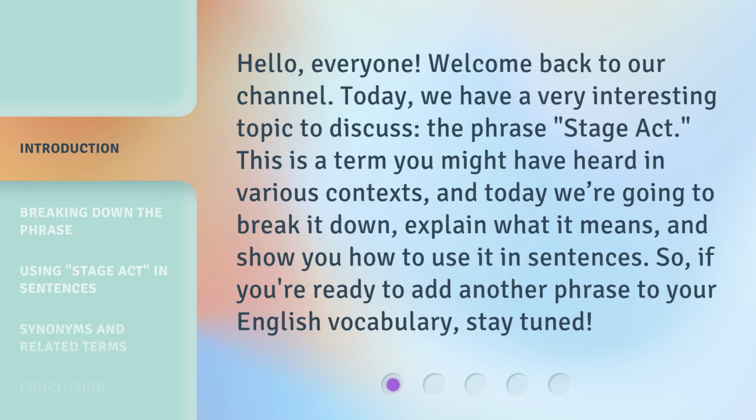Today, we have a very interesting topic to discuss: the phrase, stage act. This is a term you might have heard in various contexts, and today we're going to break it down, explain what it means, and show you how to use it in sentences. So, if you're ready to add another phrase to your English vocabulary, stay tuned.